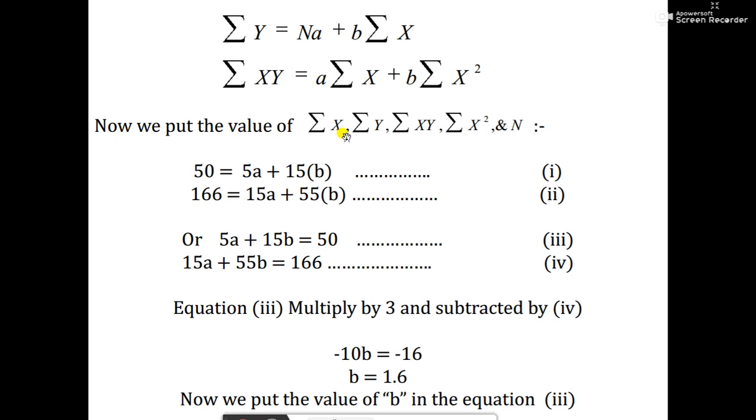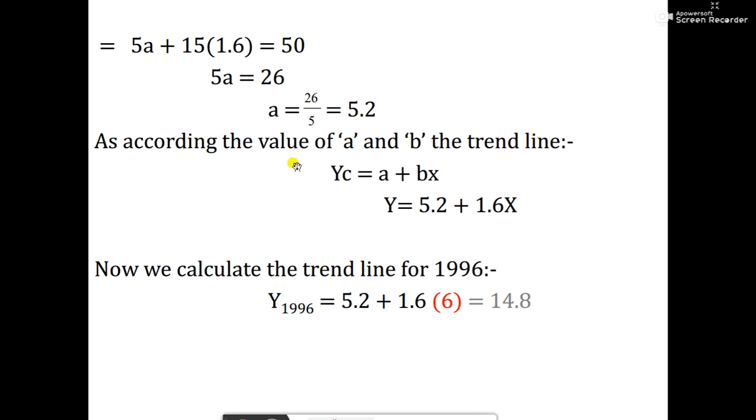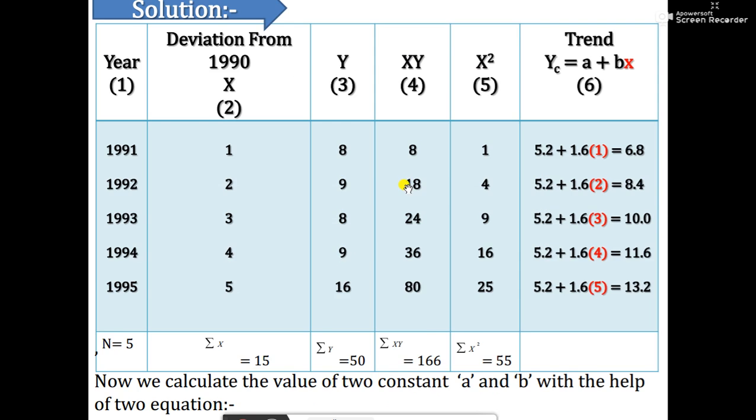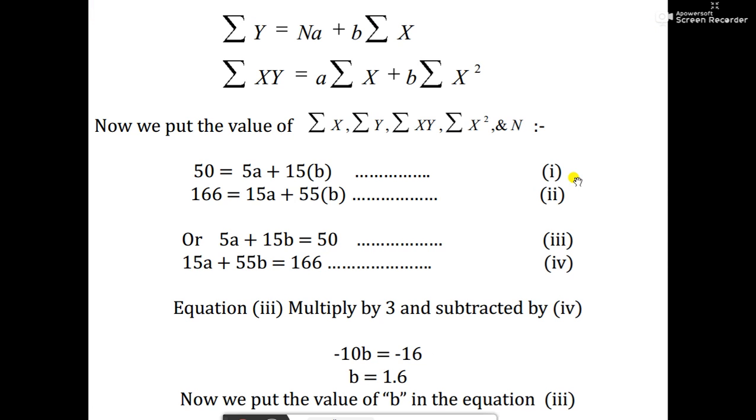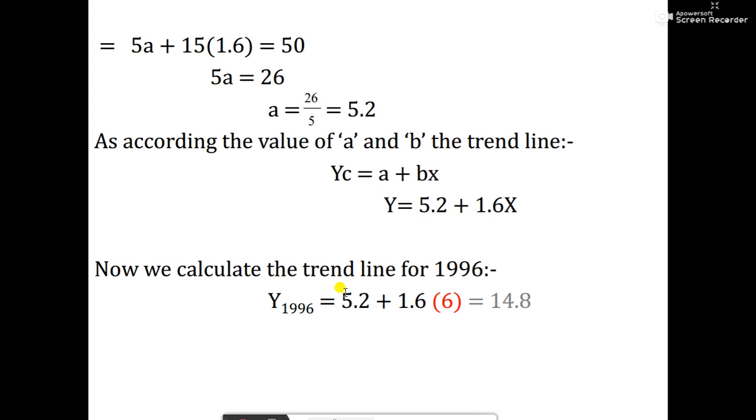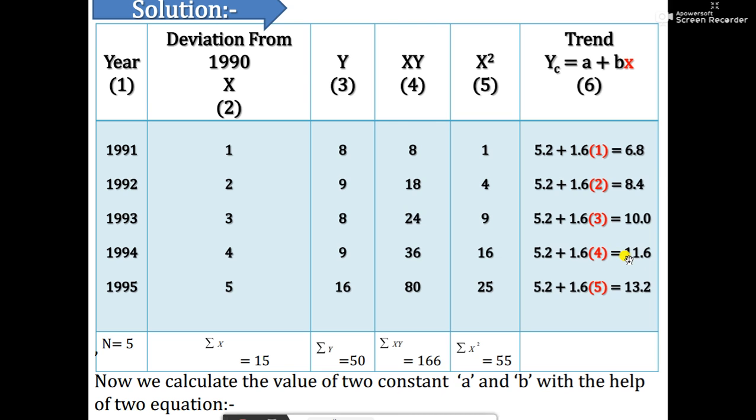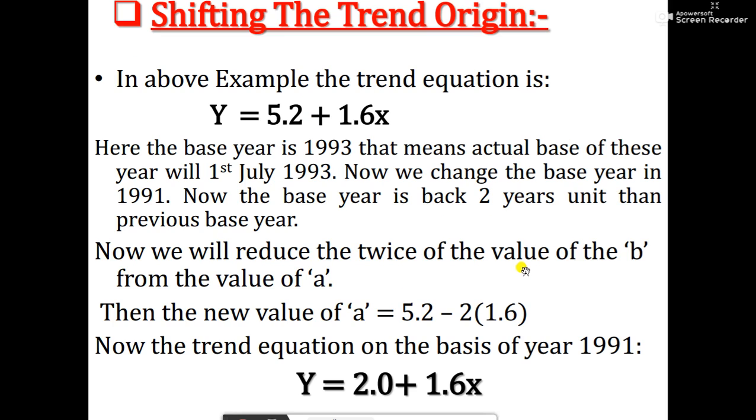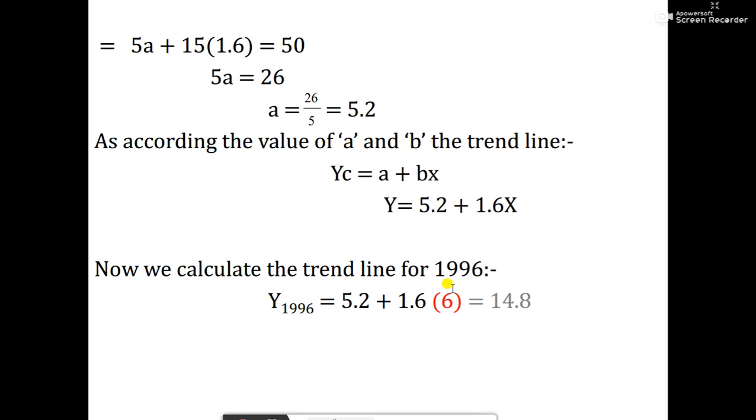Now I put the values of summation of x, summation of y, summation of xy, and summation of x square in these equations. By multiplying equation 3 and substituting, by solving those equations, we can get the values of a and b. Now we can put the value of b in equation 3. In that way we can find the values of a and b. So now we can put the values of a and b here. So now we get the trend line for 1996. So that is the way to calculate the trend line.